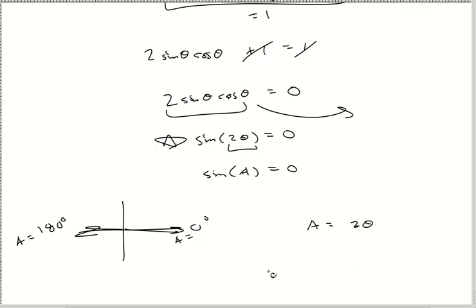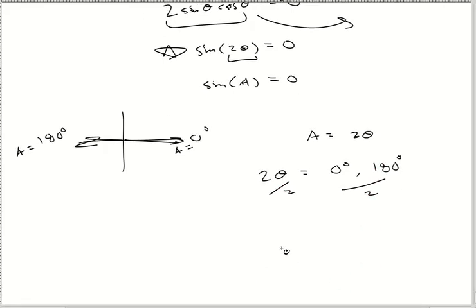Okay? So let me rewrite it. 2 theta is equal to either 0 degrees or 180 degrees, right? But now, if I divide by 2 on both sides to get theta, because that's what I want, I got 0 over 2. I got 180 over 2. Nah, this is still bad.